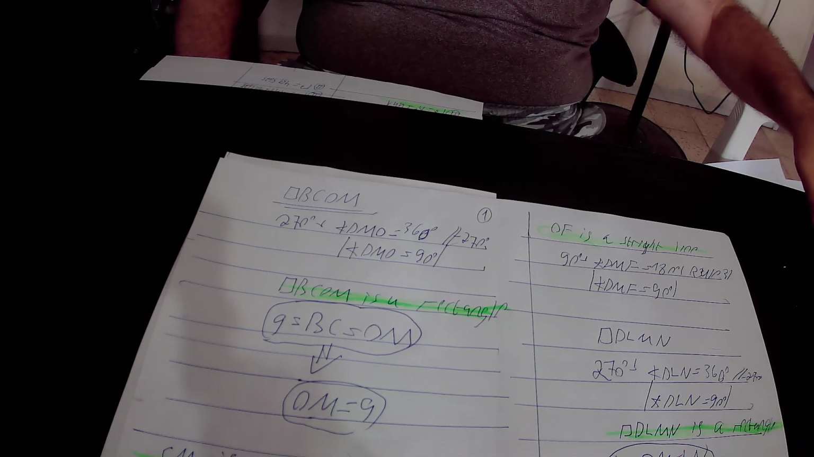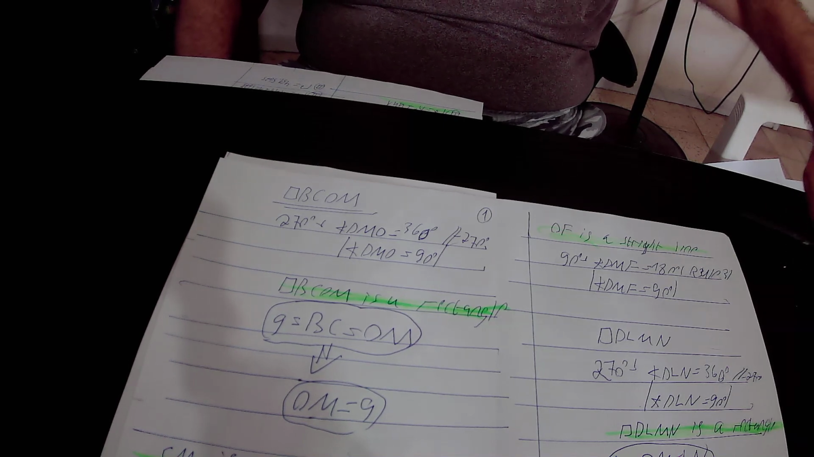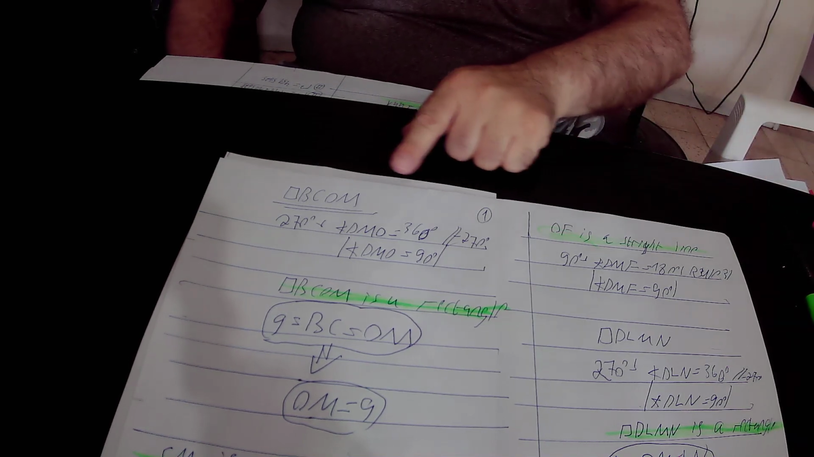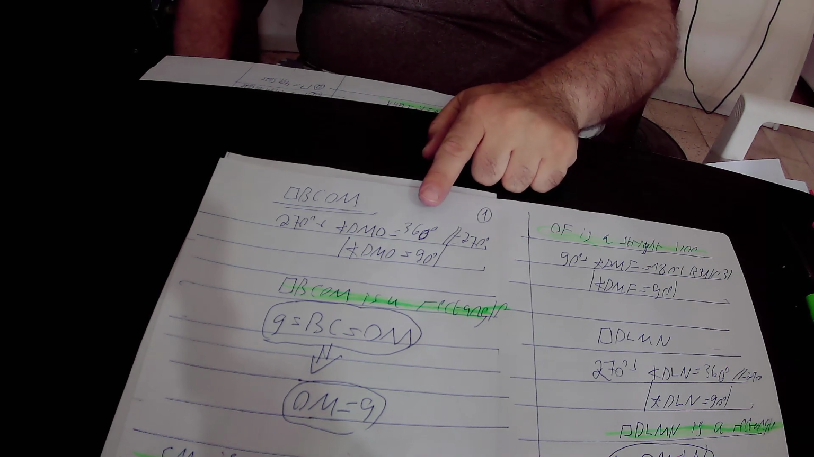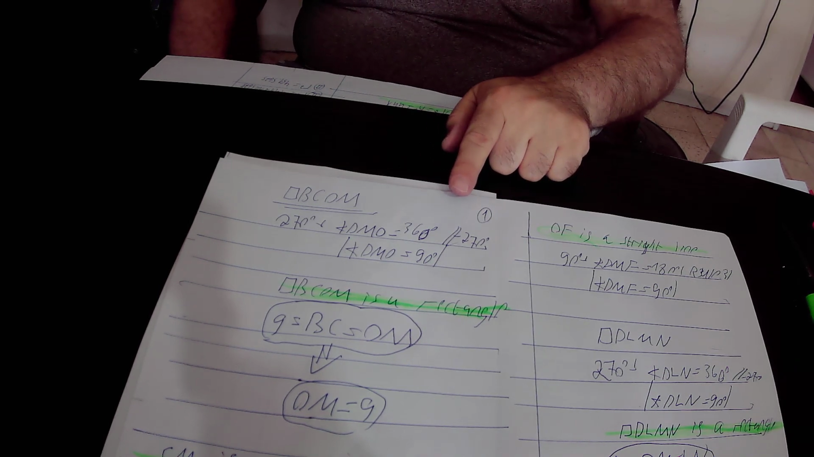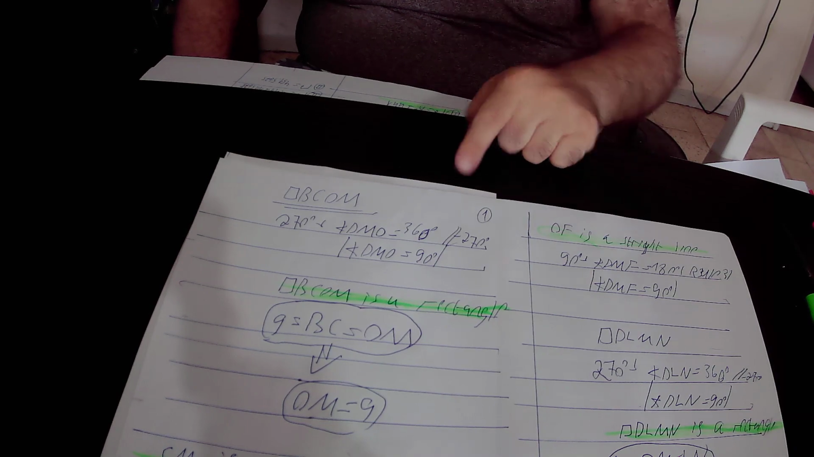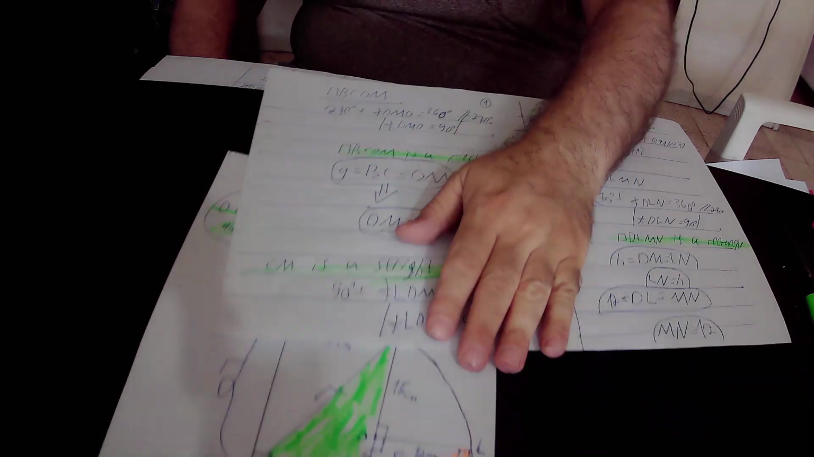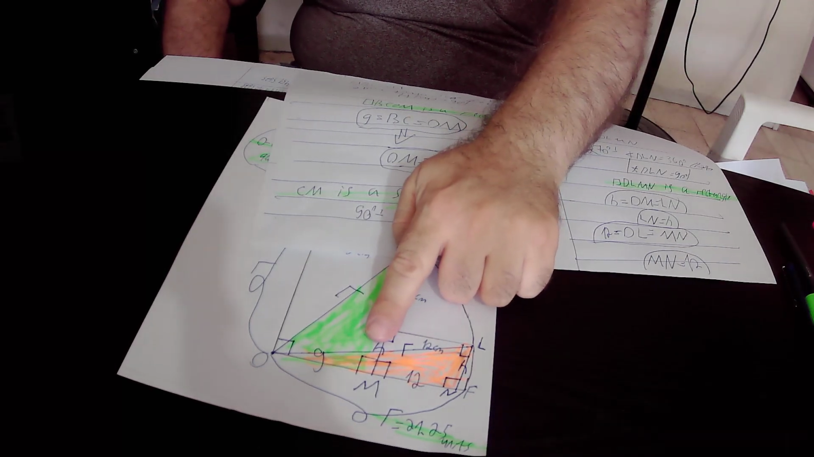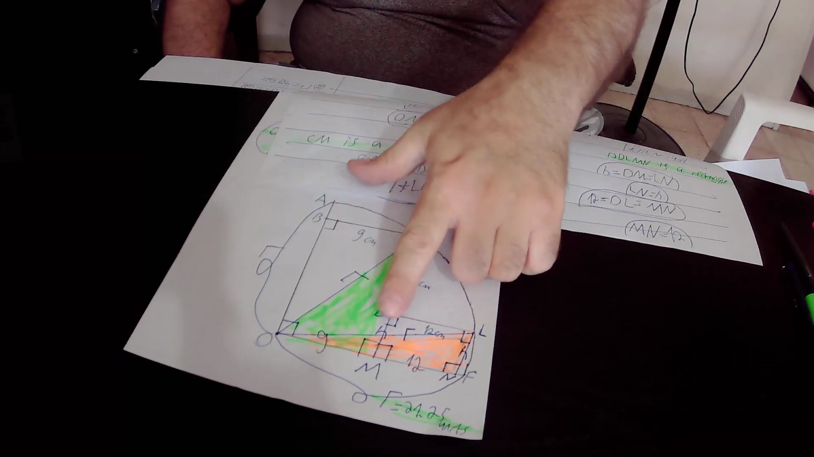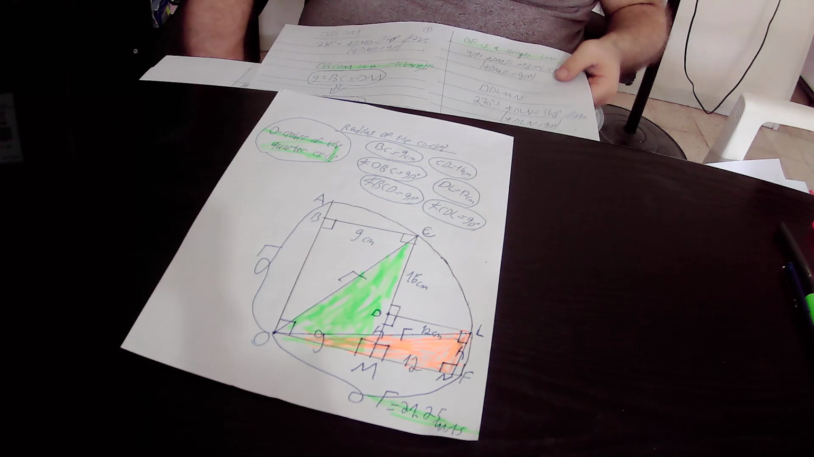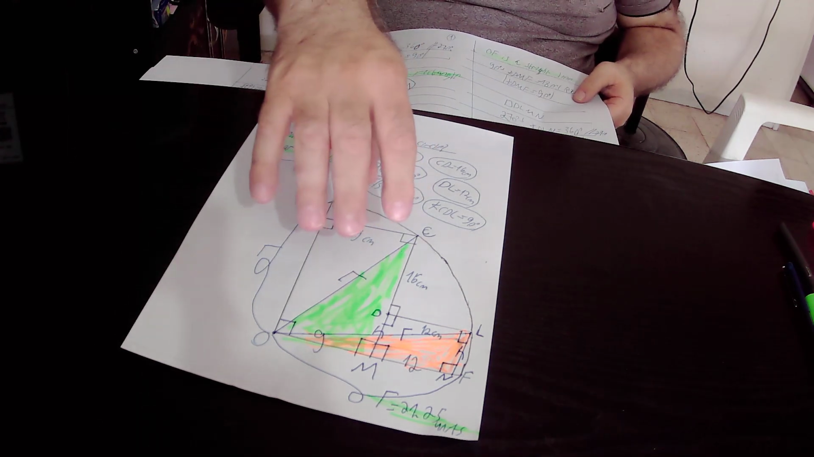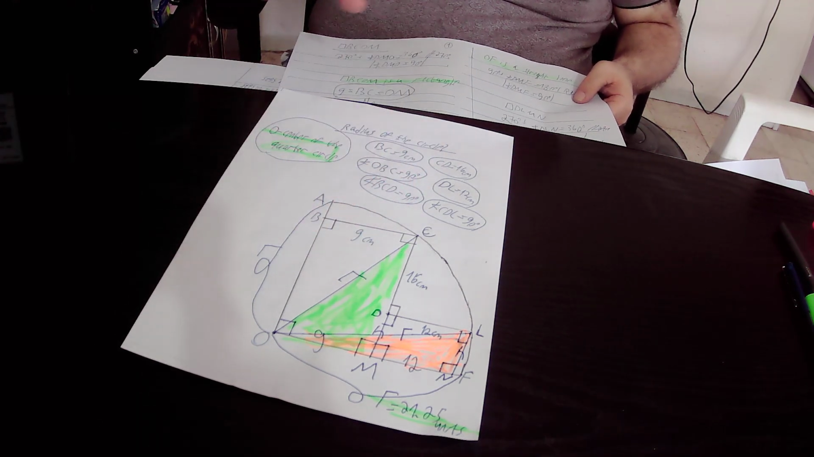Here we subtracted 270 degrees from this equation, and we found out that the missing angle DMO equals 360 degrees minus 270 degrees, which is equal to 90 degrees. So this angle equals 90 degrees, it is a right angle. So we found out that inside quadrilateral BCOM we have 4 right angles.